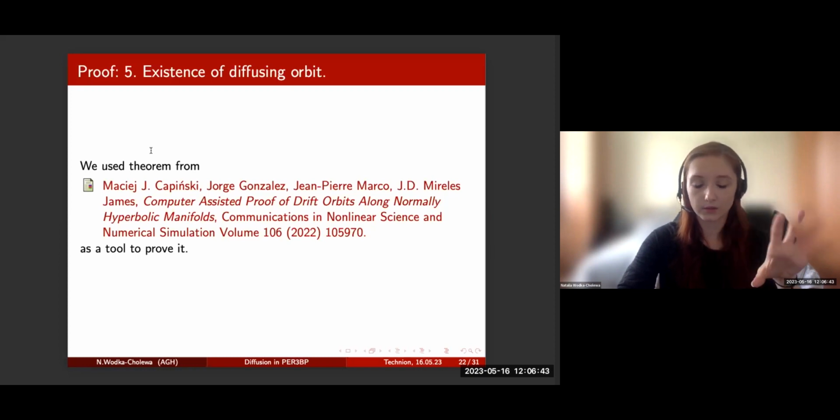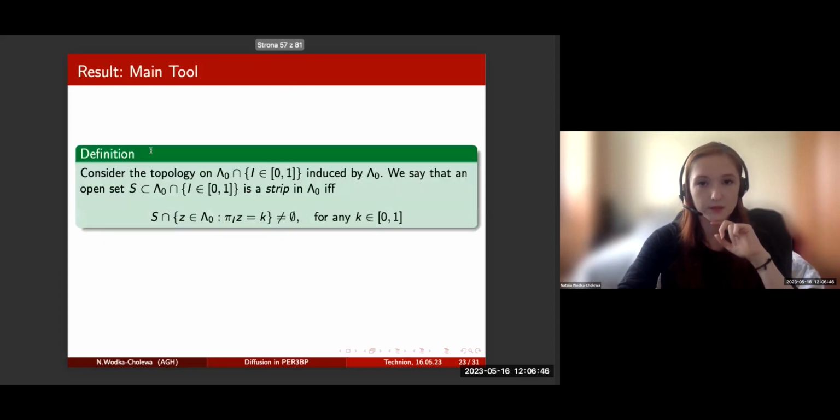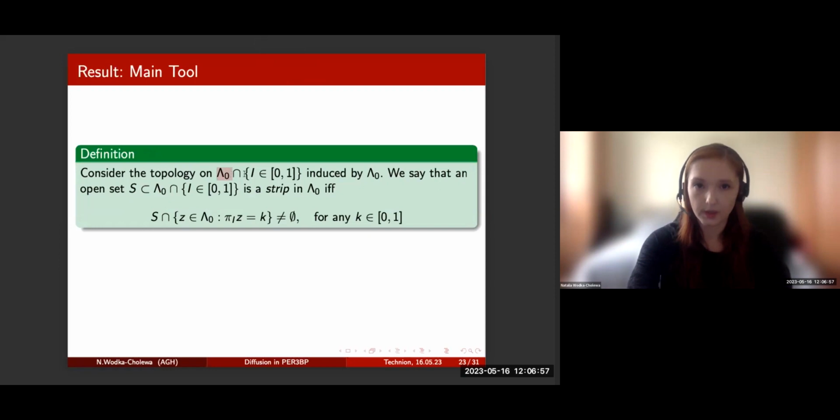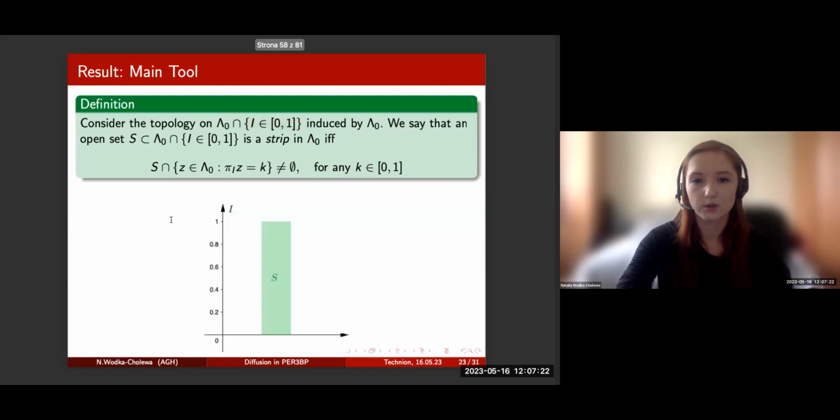It will look like a lot of formulas, but it's not that bad. Let's define a strip. So we consider a topology on our invariant manifold, for, of course, our I from 0 to 1. Okay, so we say that this open set S is a strip if you cut it with any point, it's non-zero for any k. So it looks like this.